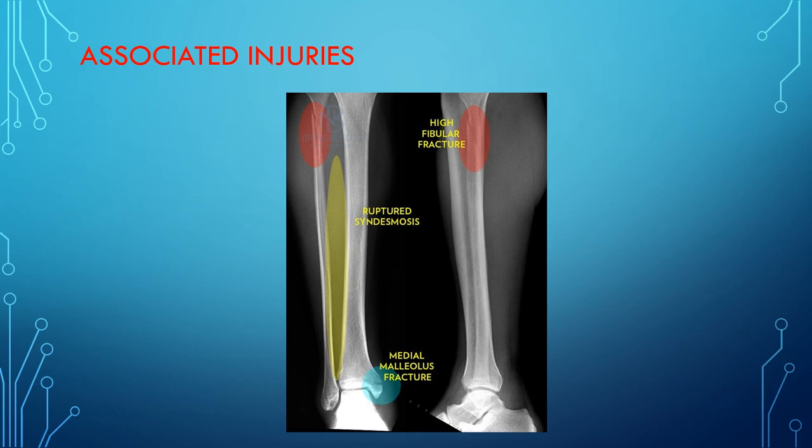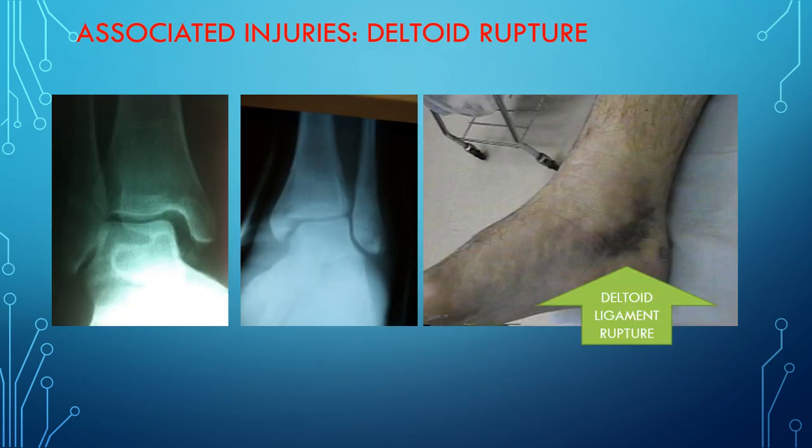Just as a reminder, there are associated injuries with these high ankle sprains, and we want to be careful to evaluate for higher fibular fractures, for some degree of more extensive rupture of the syndesmotic interosseous ligaments, and we want to look for deltoid failure or medial malleolar fracture.